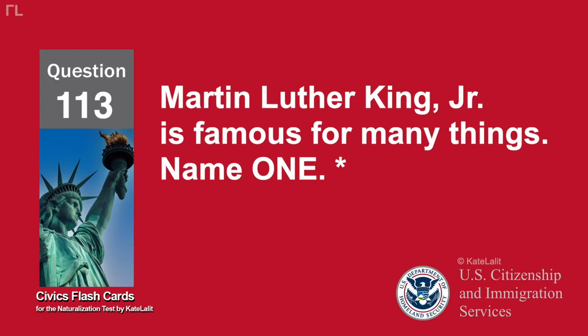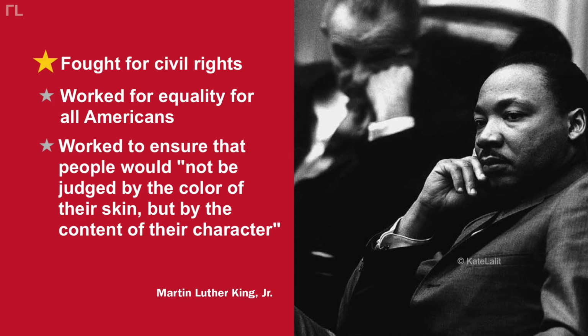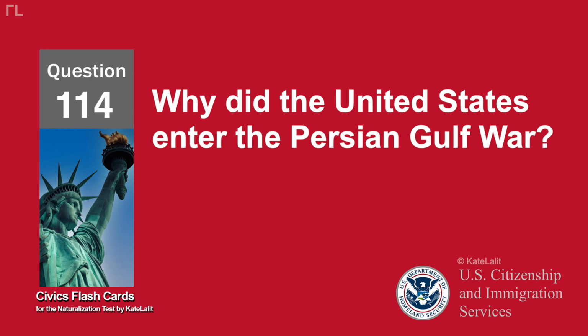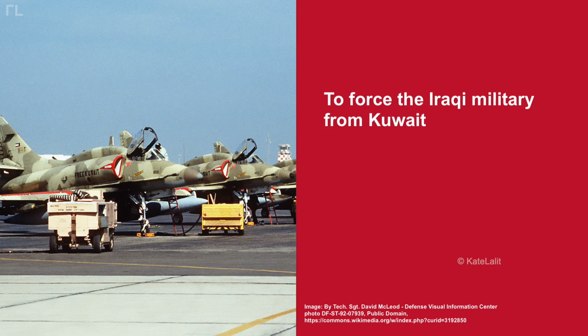Martin Luther King Jr. is famous for many things. Name one. Fought for civil rights. Worked for equality for all Americans. Worked to ensure that people would not be judged by the color of their skin, but by the content of their character. Why did the United States enter the Persian Gulf War? To force the Iraqi military from Kuwait.